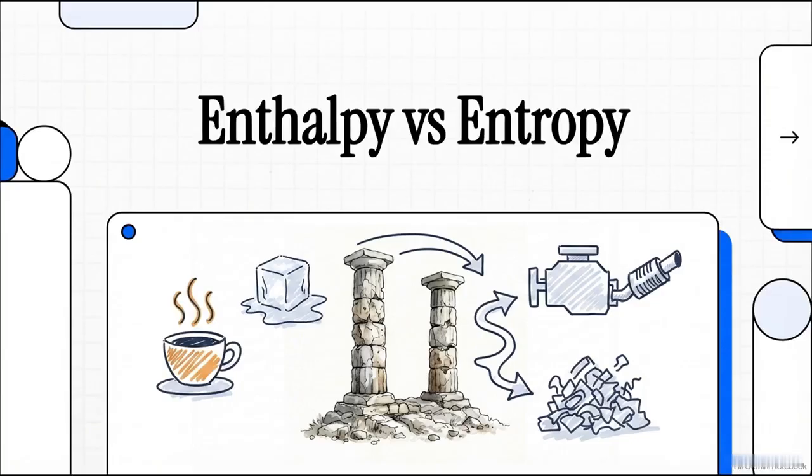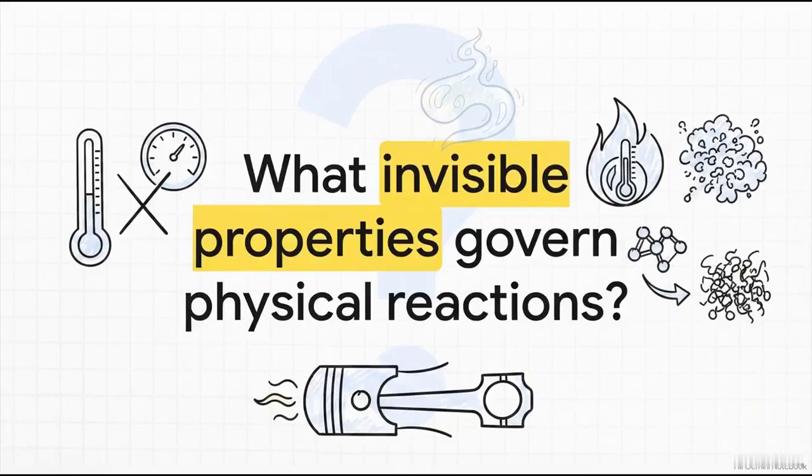We're talking about the twin pillars, enthalpy and entropy. So let's dive right in and make sense of these invisible forces that literally shape our physical world. So, I want you to ask yourself this. What invisible properties govern every single physical reaction around us?